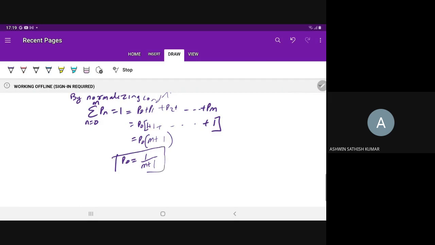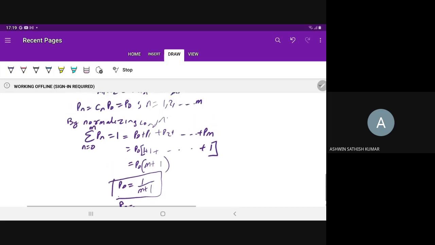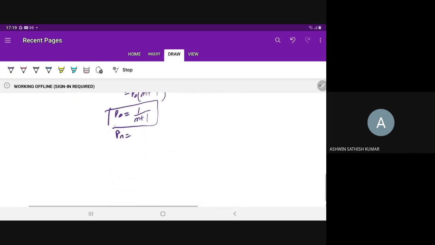If lambda is equal to mu, at that time p naught is equal to 1 upon m plus 1, and pn is what? We have computed pn as p naught. So pn will also be 1 upon m plus 1 for n is equal to 1, 2 up to m. So that is your pn.